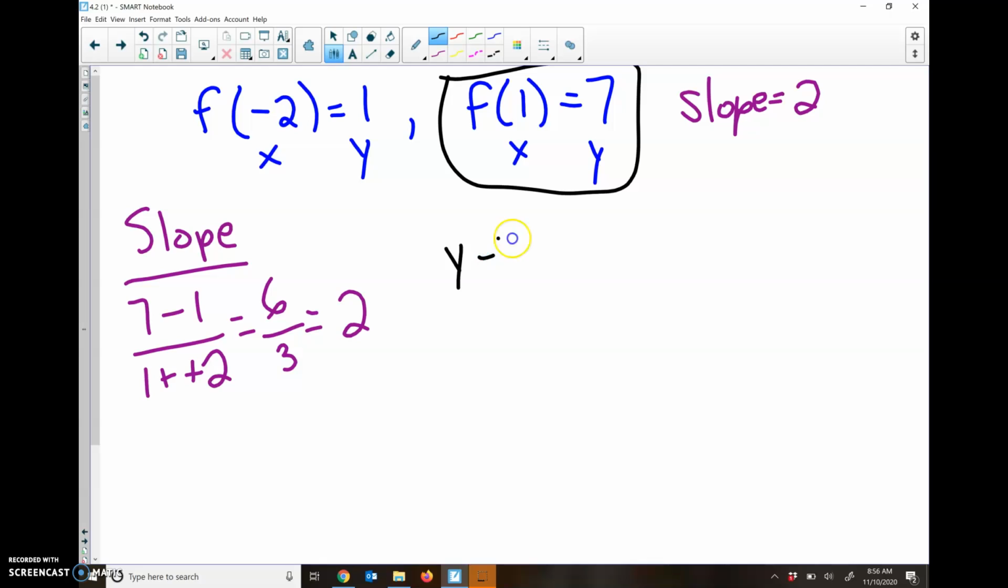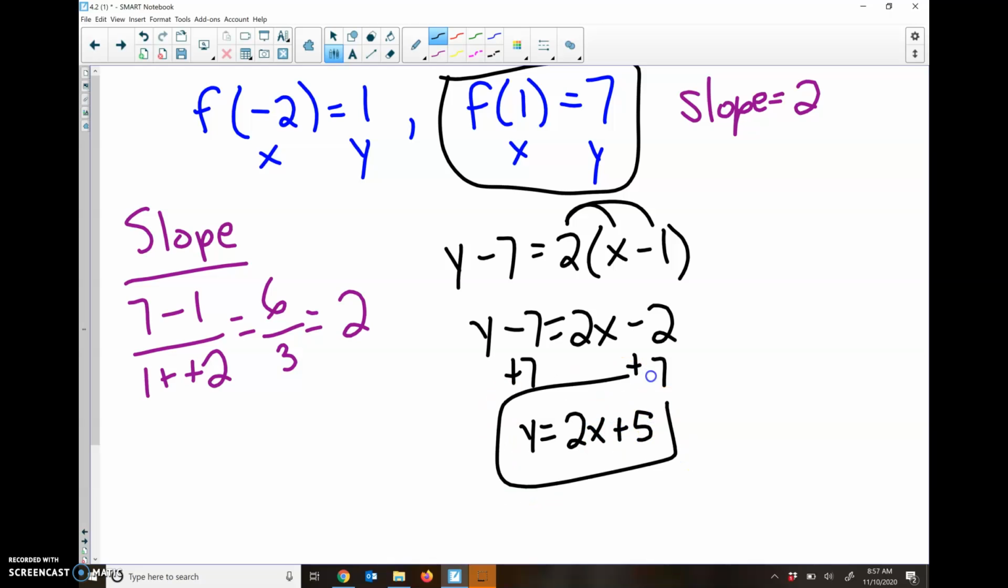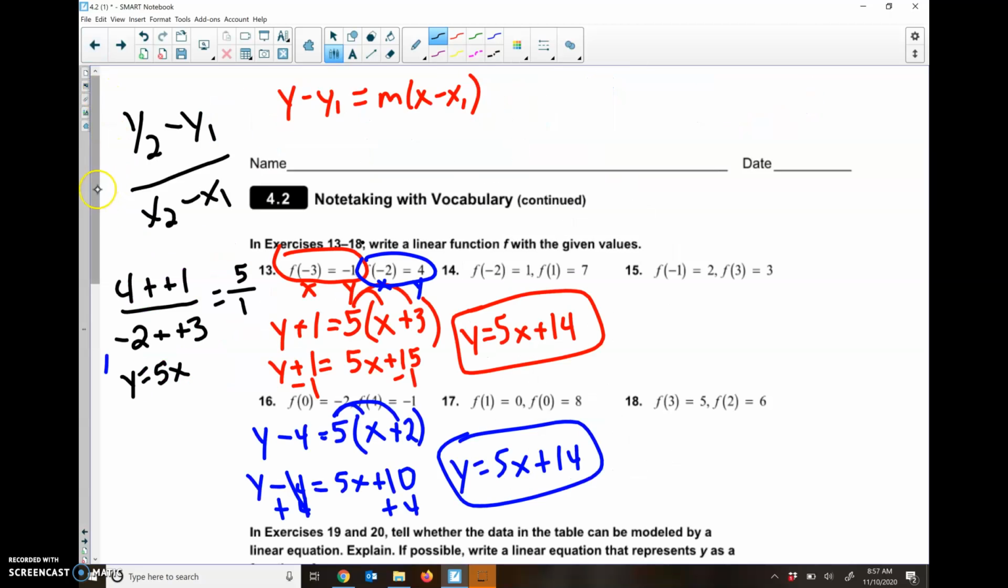So y minus 7, my slope is 2, x minus 1. So 2 times x, 2 times 1. So first step is to distribute. And second step is to do the math here. So it's a -7. So I'm going to end up adding 7. So y equals 2x plus 5 is going to be my final answer. Okay, so again, first thing you need to do is the purple part where we figured out the slope. Second part you need to do is the part in black ink where you need to figure out what the y-intercept is. So a little bit longer on those two problems.